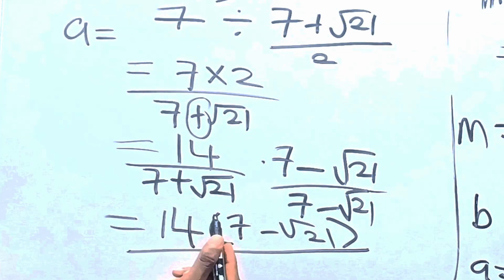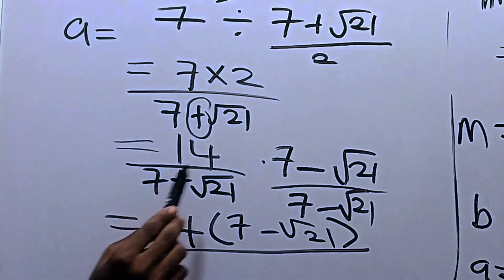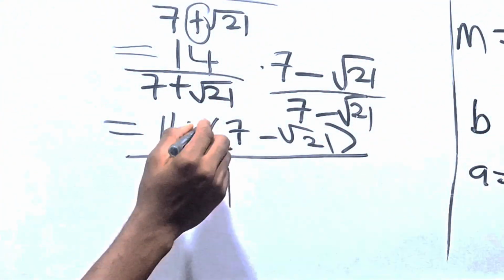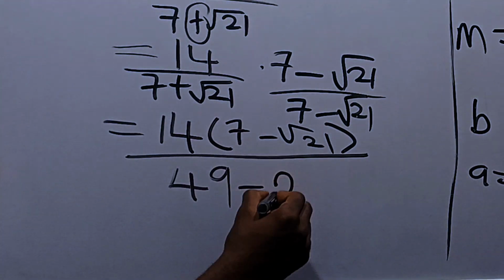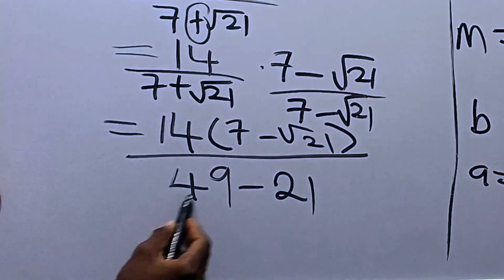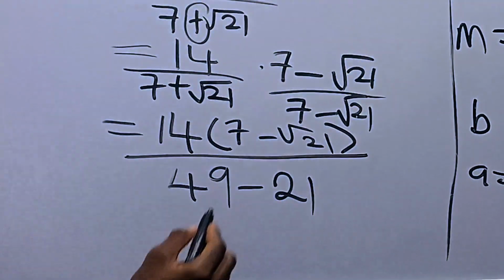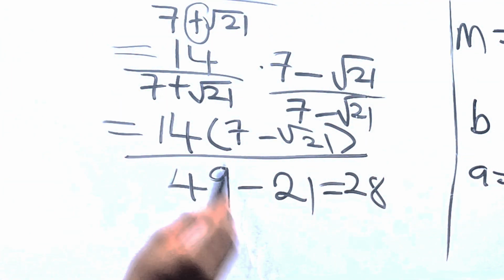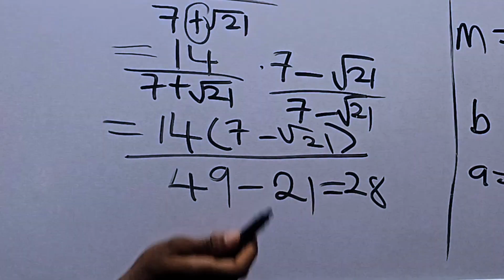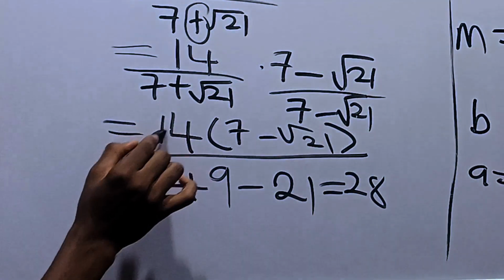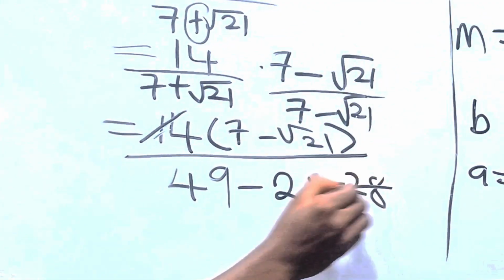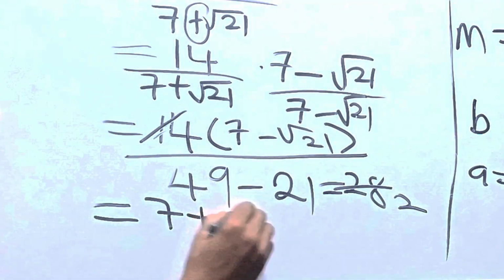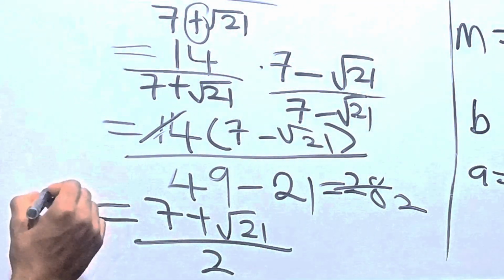Now this is equal to 14 into 7 minus root 21. The denominator gives us the difference of two squares: 7 squared is 49, minus root 21 squared is 21. From here, 49 minus 21 is 28. So what we have here is 14 into 7 minus root 21 over 28. Now 14 goes into 28 to give me 2. So I'm left with 7 minus root 21 all over 2, and that's my answer for a.